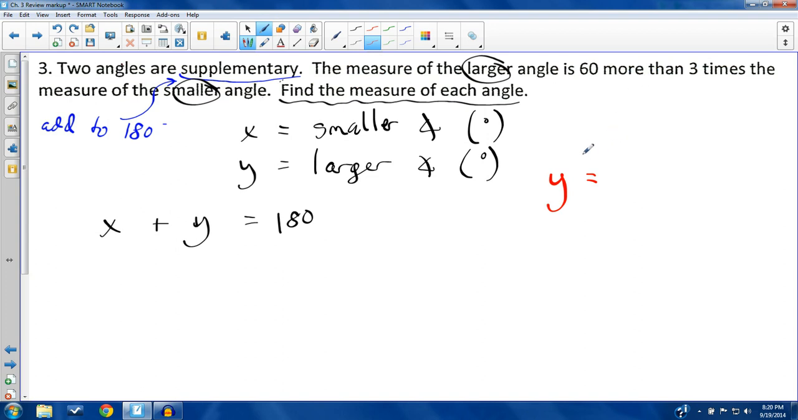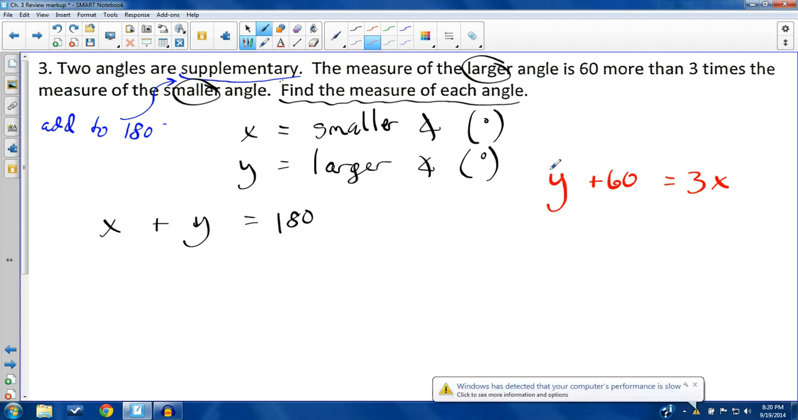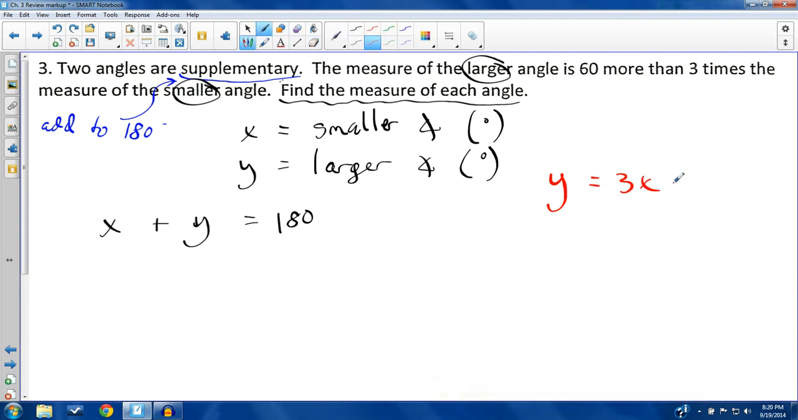What you want to be careful of, a lot of people will say y is 60 more, so you're going to say y plus 60, and then 3 times the smaller angle. Here's the problem. If I add 60 to y to match 3 times this, y is smaller then. I had to add 60 to get here, so this is actually backwards. Let me rewrite this with 60 on the other side. y equals 3x plus 60.